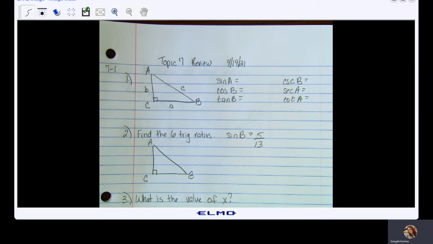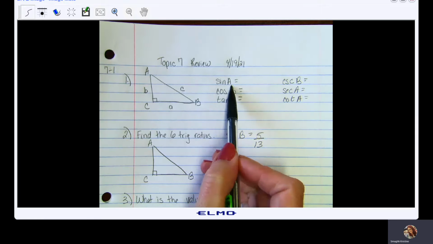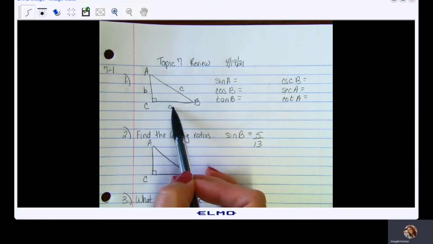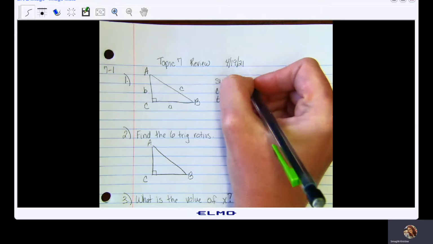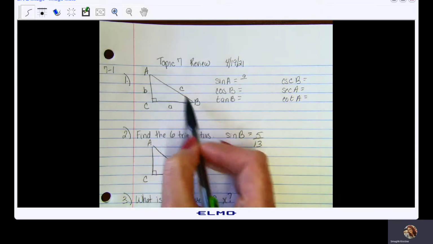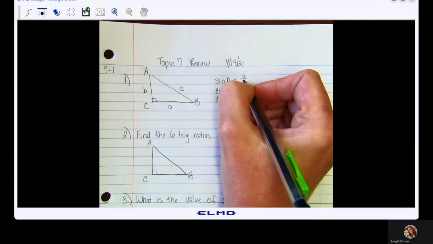We are given triangle ABC and we're asked to find a few different trig ratios. So sine of A, so here's my angle A, and I need opposite over hypotenuse. Opposite of A is my lowercase a, and the hypotenuse, that is always the leg that is across from the right angle, is C.